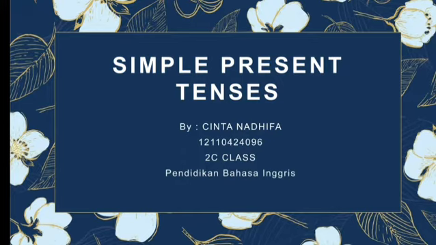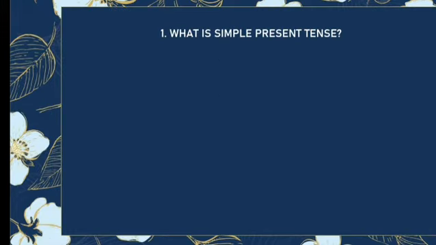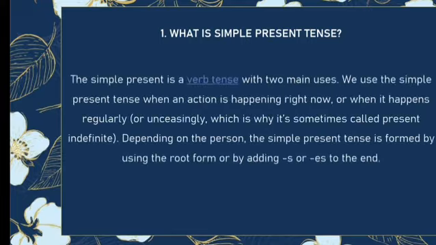And right now, I want to explain to you guys about simple present tense. Okay, what is simple present tense? The simple present is a verb tense with two main uses. We use the simple present tense when an action is happening right now or when it happens regularly or unceasingly, which is why it's sometimes called present indefinite. Depending on the person, the simple present tense is formed by using the root form or by adding s or es to the end.